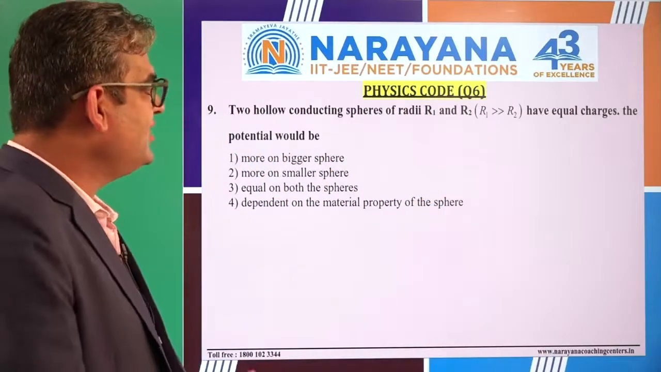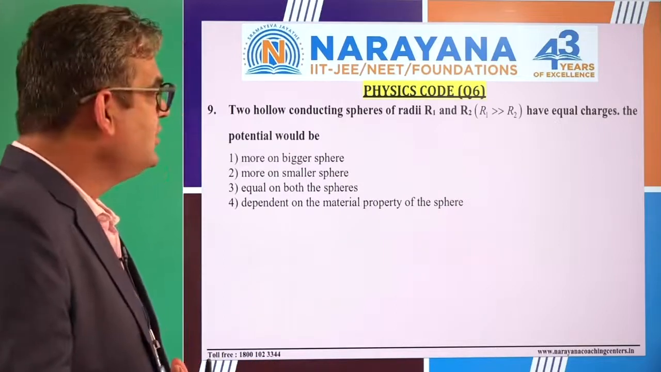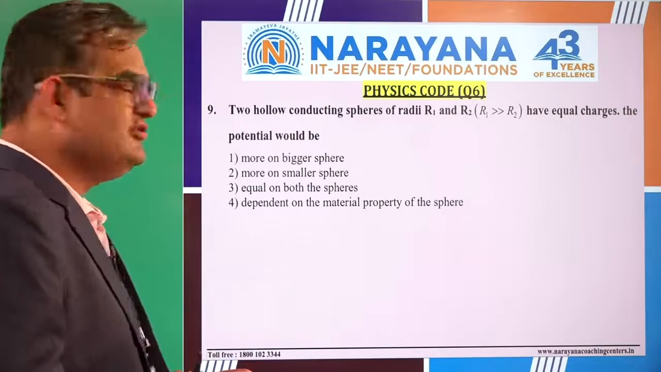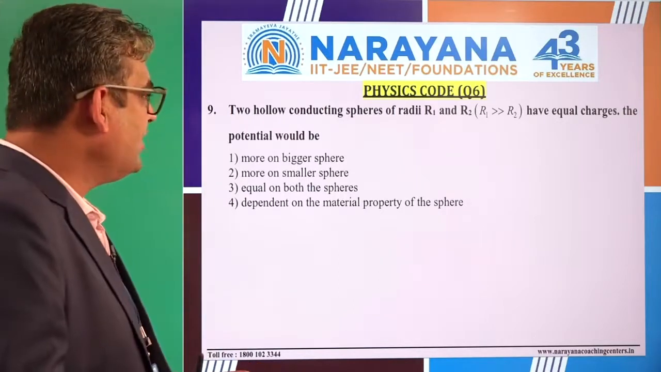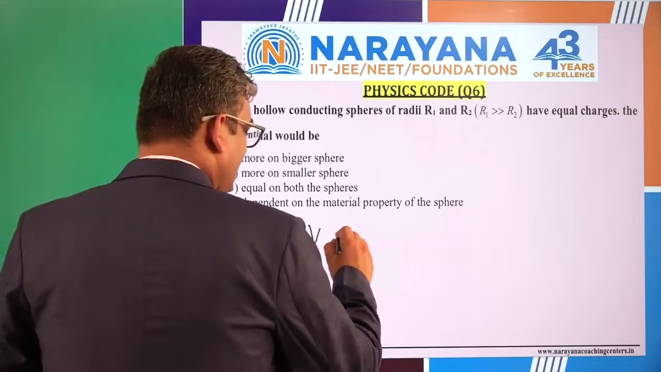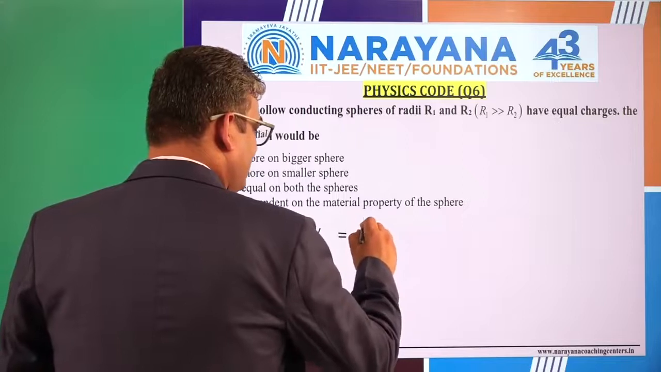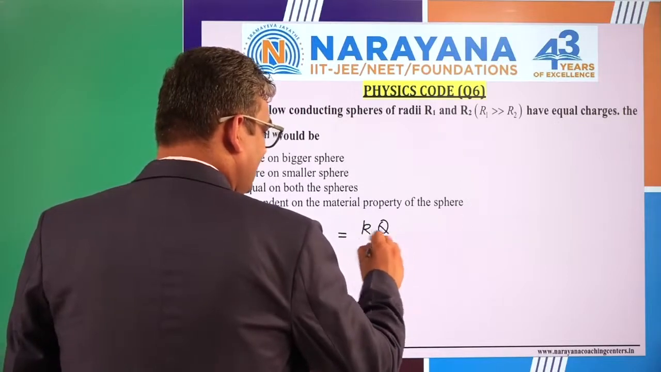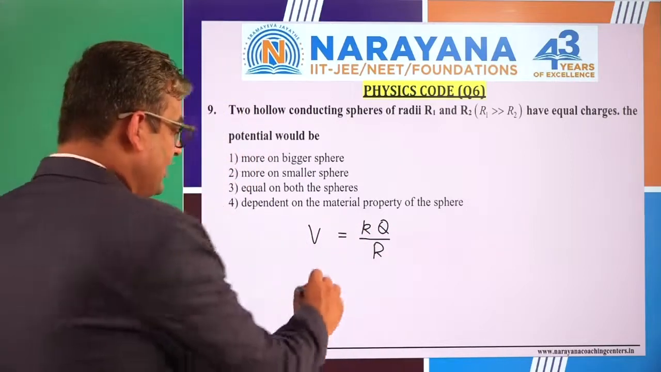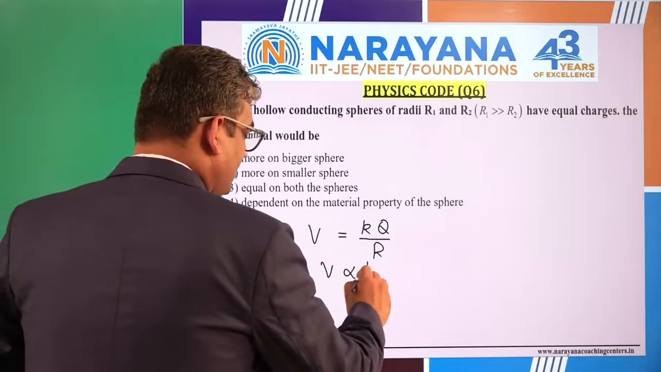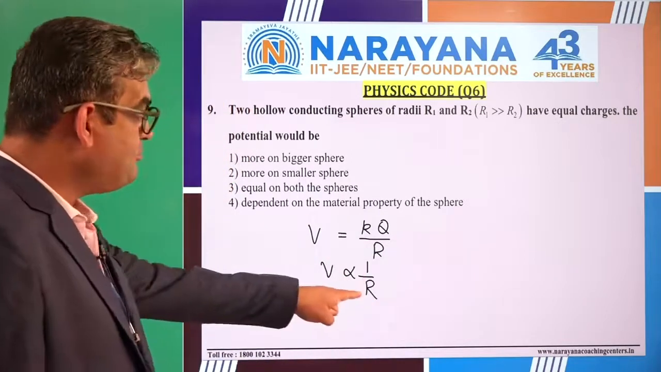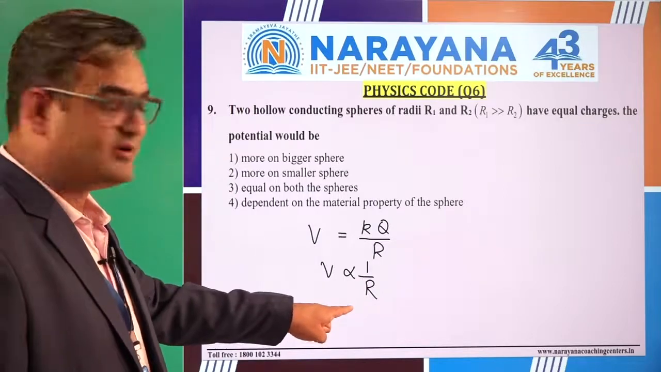Two hollow conducting spheres of radii R1 and R2, R1 is much greater than R2, have equal charges, the potential would be. If we are talking about a conducting hollow sphere, then potential of such a sphere is given by kq, where q is charge on the sphere, divided by its radius r, which means potential is directly proportional to 1 by r.